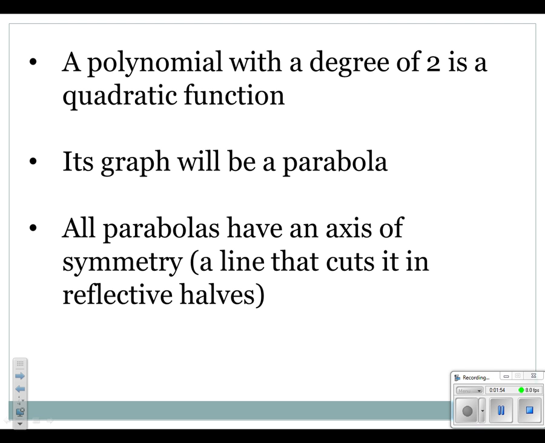The graph ends up being a parabola. Parabolas are going to be symmetrical. All right, so all parabolas have what's called an axis of symmetry, which is simply a line that's going to cut it into reflective halves. You guys have studied symmetry in the past. That word, I think, is familiar to you as well.